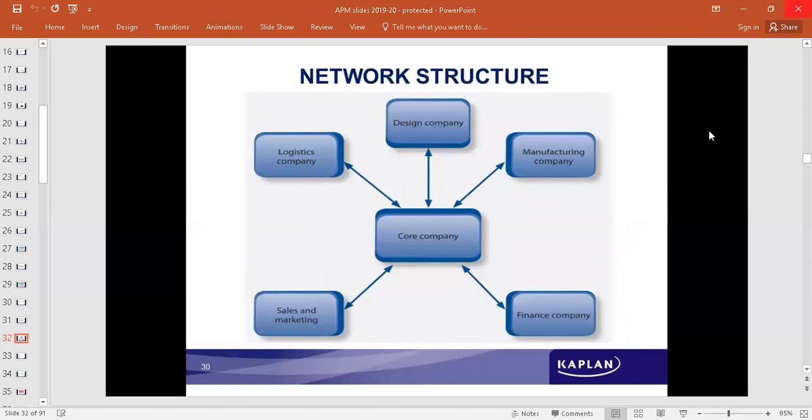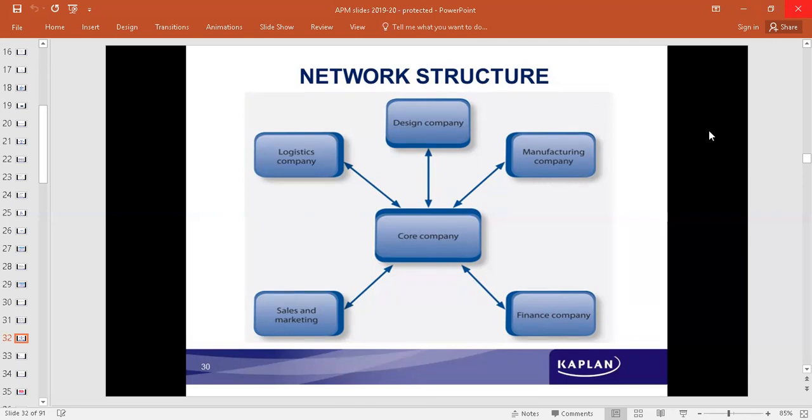Then, in the network structure, we see the core companies which are into the core business of buying and selling, whatever their product or service is. That's called a core company. Apart from that, we see logistics companies, which are involved in material movement, moving material inwards and outwards, etc. We also have design companies, which design the product and process, and manufacturing companies, where they convert the raw material into finished goods.